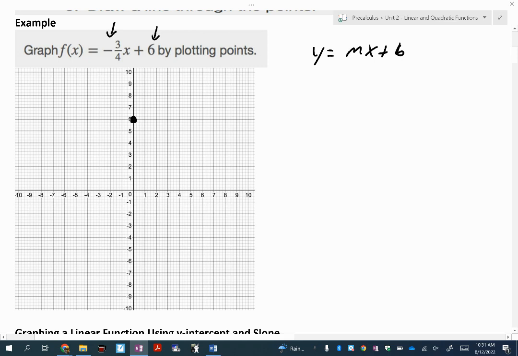So I'm going to go up 3, 1, 2, 3, and then because it is a negative slope, I've only moved in the positive direction in the y value, so I need to move to the left for a negative direction to get a negative slope. So 1, 2, 3, 4.